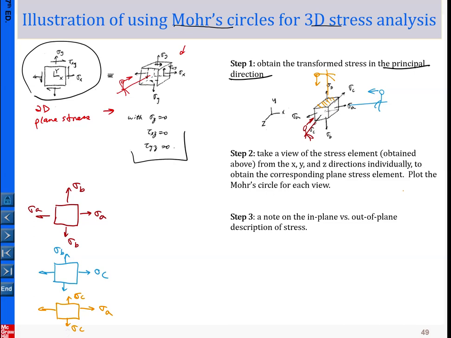So for illustration, why not make up some numbers here. For example, say sigma A equal to 100 and sigma B equal to 10 and sigma C equal to 50. Okay, so here sigma A equal to 100, sigma B equal to 10.